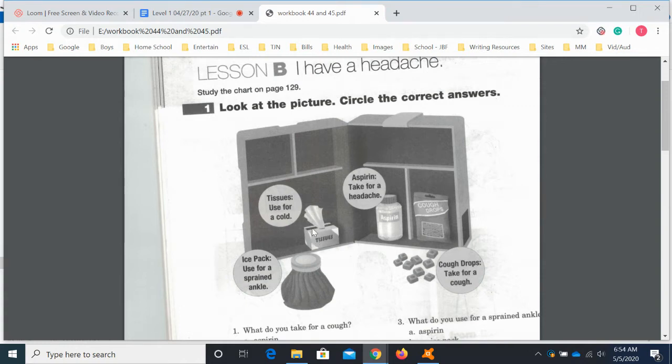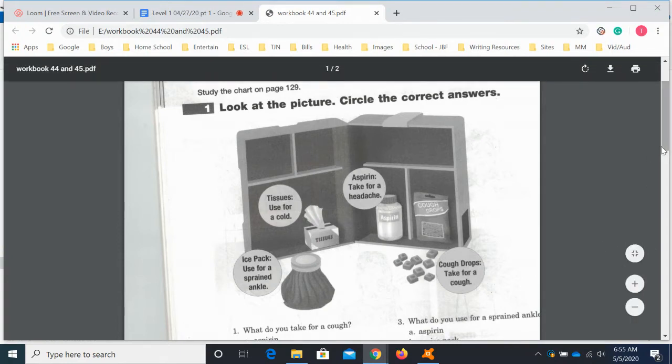Then here, we have tissues. Tissues used for a cold. If you have to blow your nose, you use tissues when you have a cold because you have a runny nose. Aspirin. Aspirin, take for a headache. You take aspirin for a headache. And then you have cough drops. Cough drops you take for a cough.